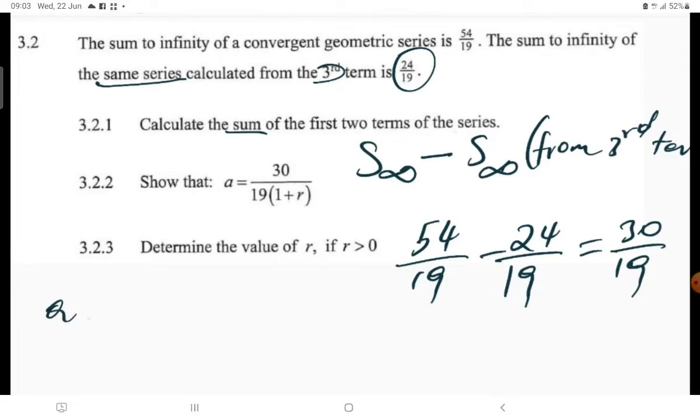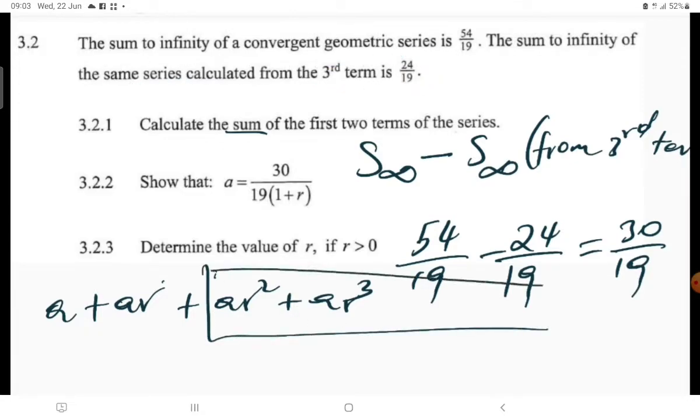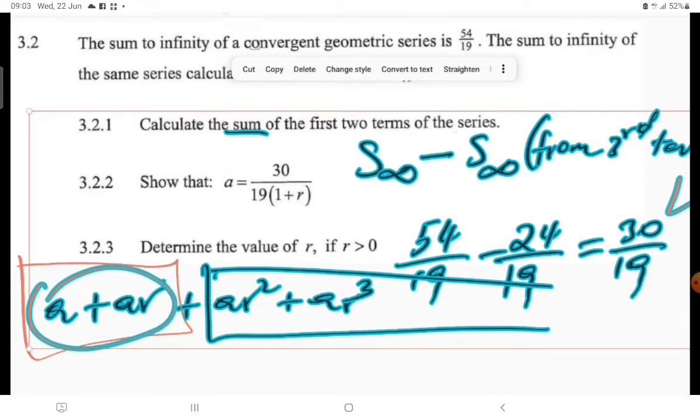Because now you have a plus ar, then plus ar squared, and then plus ar cubed, which means now the sum to infinity that starts from the third term is this one. So we are subtracting this one so that we get these remaining two terms. So we are getting the sum of these ones, which is going to be 13 over 99. So this is what we have for now, which is equation number 3.1.